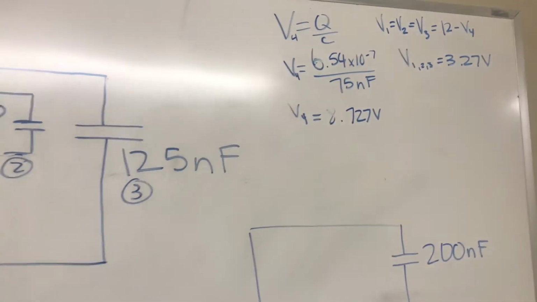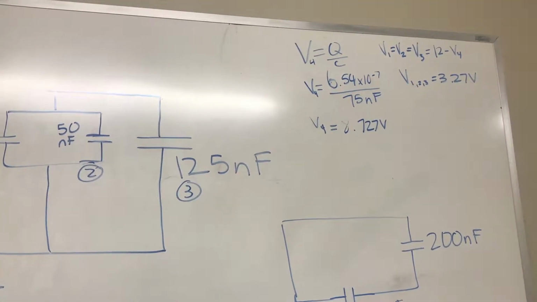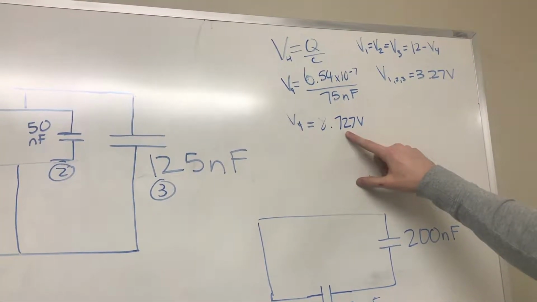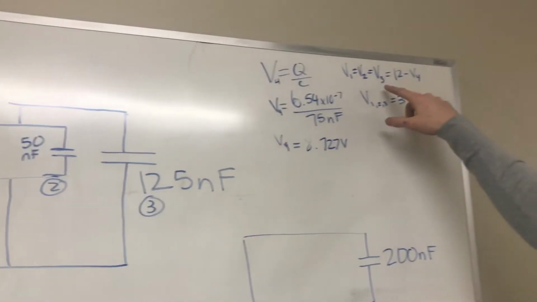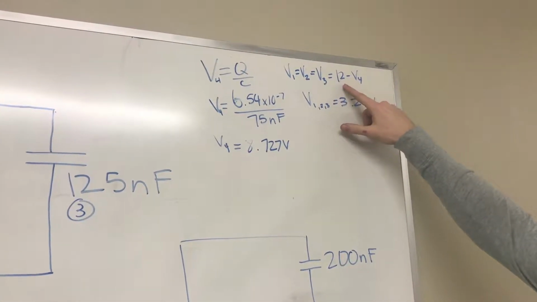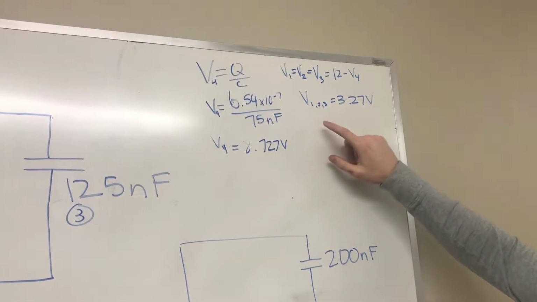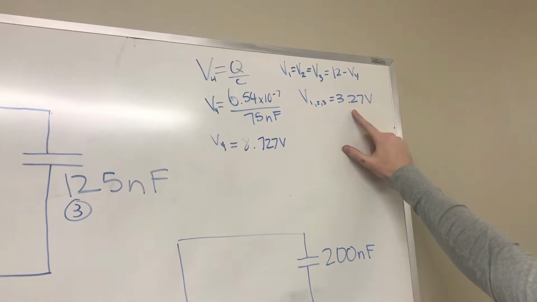And for the other 3, because we know that they're in parallel, they're all going to have the same voltage, and that voltage plus this voltage has to equal our starting voltage of 12. So V1 equals V2 equals V3 equals 12 minus V4, which is 8.7. That's going to give us our other 3 voltages equal to 3.27 volts.